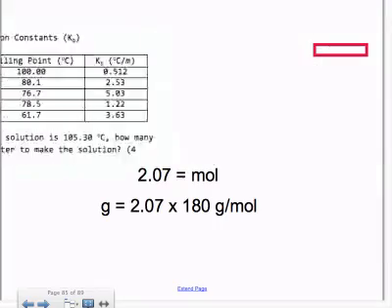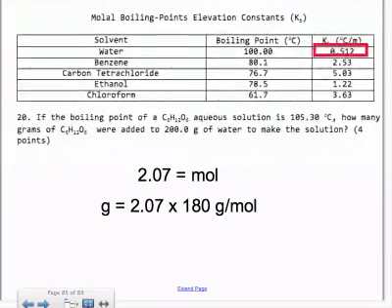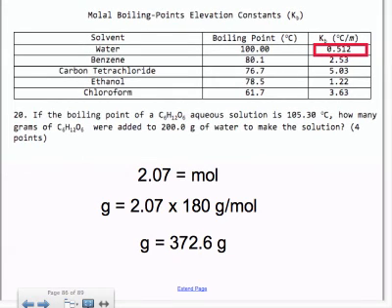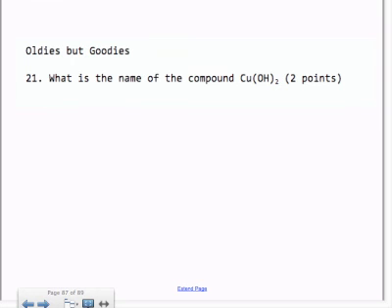That's the mass of glucose. 2.07 times 180 is 372.6 grams. So you would have to dissolve 372.6 grams of sugar in 200 grams of water, which is 200 milliliters, so a fifth of a liter, and then it would boil at 105 degrees Celsius. So it takes a lot of sugar to raise the temperature by a few degrees.